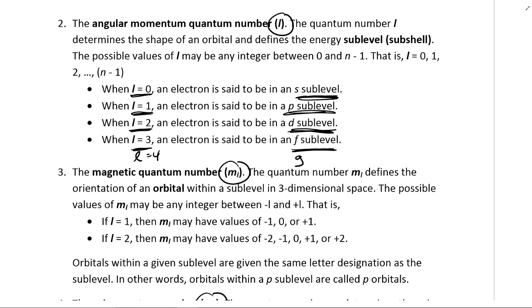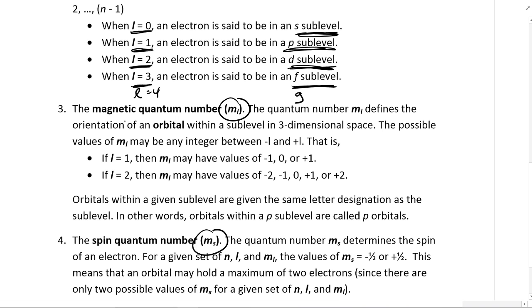Okay. Now, the quantum number m sub l is called the magnetic quantum number. And m sub l defines the orientation of an orbital within a sublevel in three-dimensional space. What that means is that the possible values of m sub l can be integer values anywhere between negative l and positive l. So here's what these things mean. Let's go back to an s sublevel.